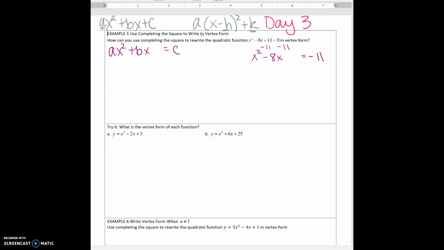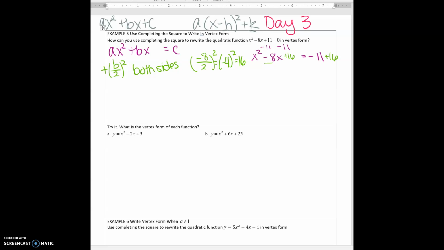Next we're going to do the b squared, or b divided by 2 squared, to both sides. So add that to both sides. In this case, b is negative 8, so we're going to do negative 8 divided by 2 squared, which would be negative 4 squared, which is 16. So we're going to add 16 to both sides.